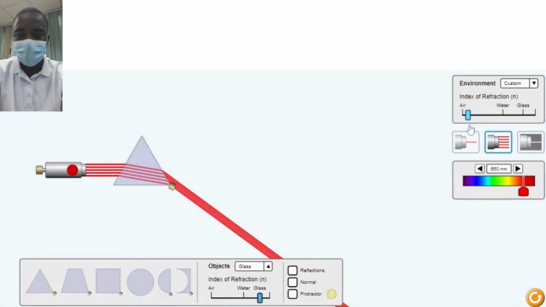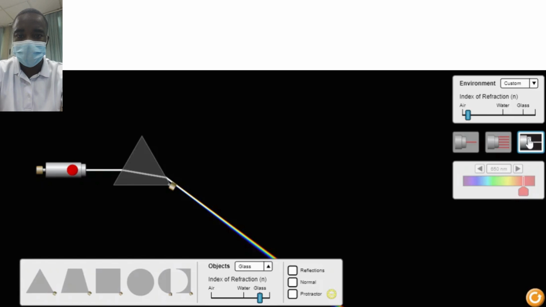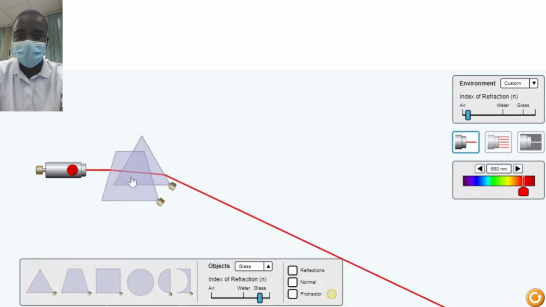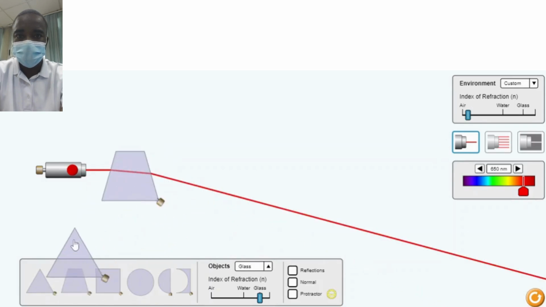The speed of light changes as it travels from one medium to another with a different index of refraction. Students can use the speedometer to measure the speed of light in different media and observe how the speed of light affects the angle of refraction.